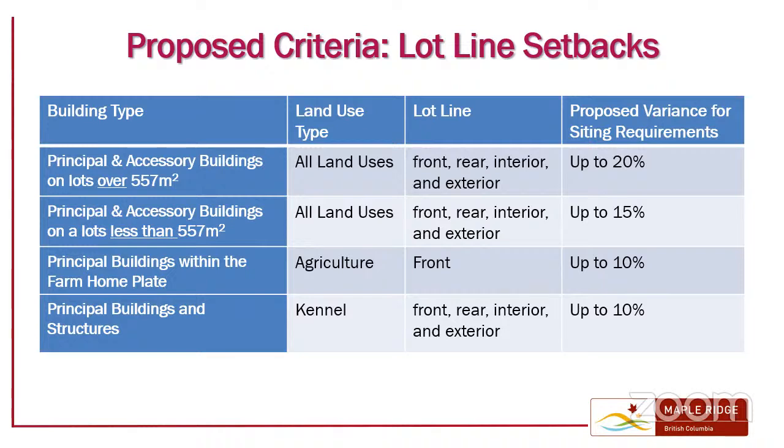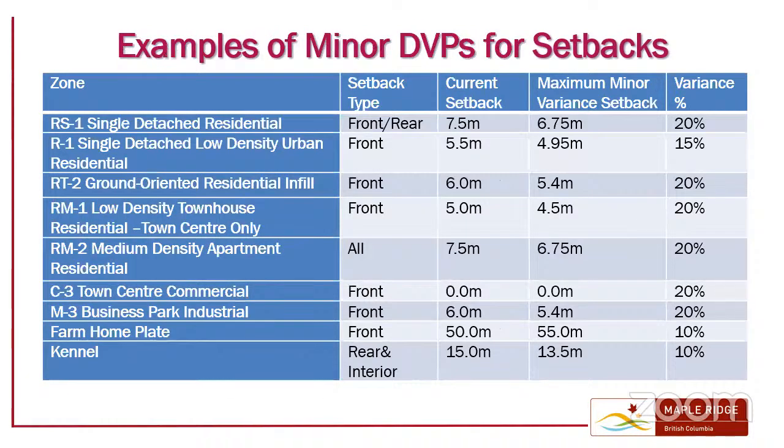So what might this actually look like? On our larger RS1 single detached lots, you might go from a front or rear setback line of 7.5 to 6.75, and that's the maximum 20%. But on our smaller R1 single detached lot, where the front setback is only 5.5 meters currently, you might be able to receive a variance of about half a meter. Overall, that half a meter is considered the benchmark of what we're considering, or the maximum that they might be able to work out to. That's here on the screen.